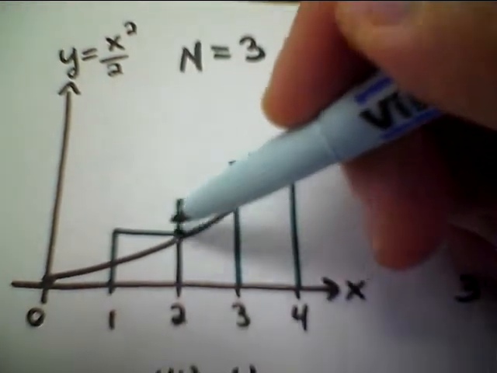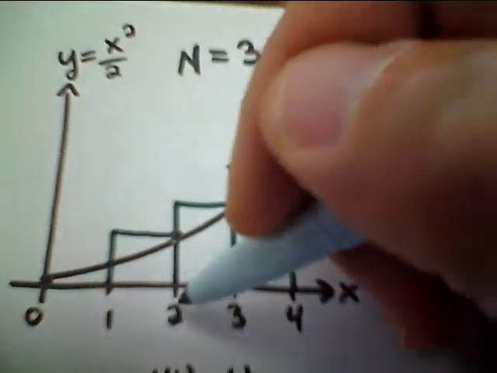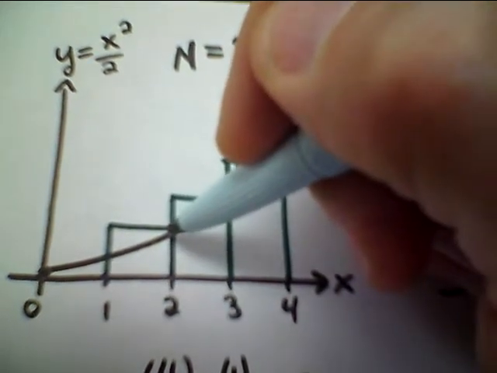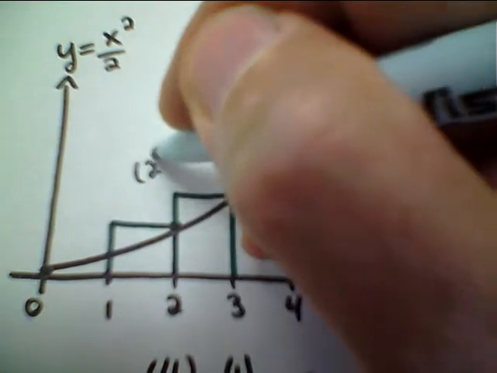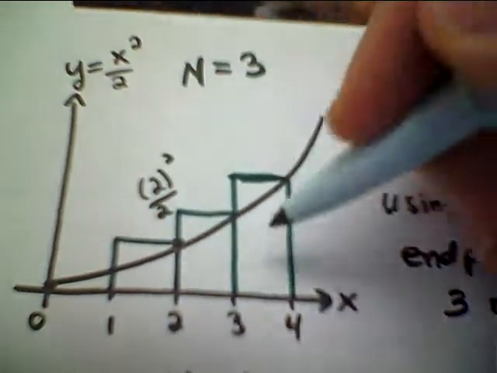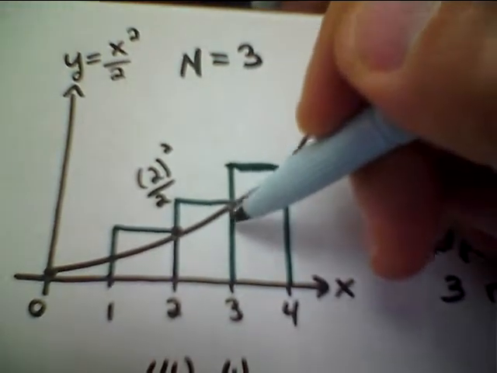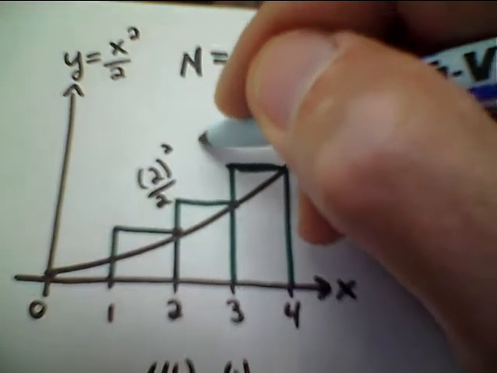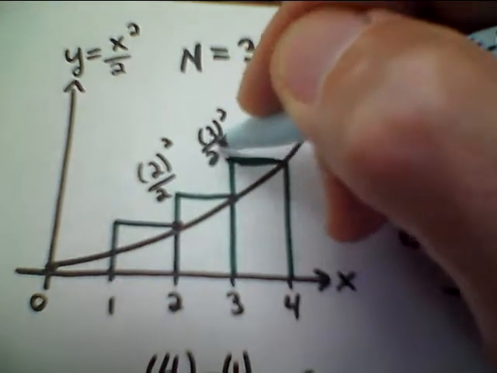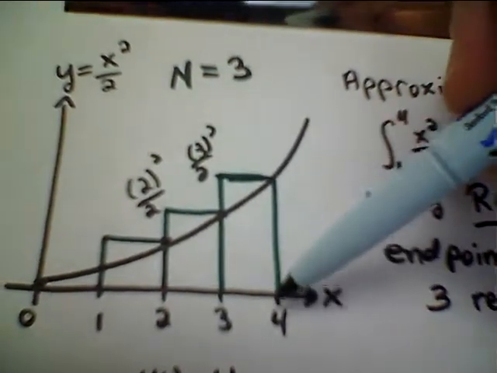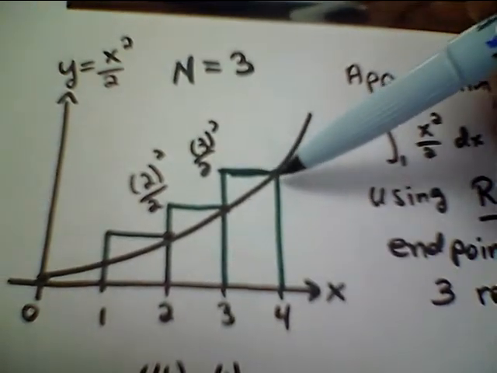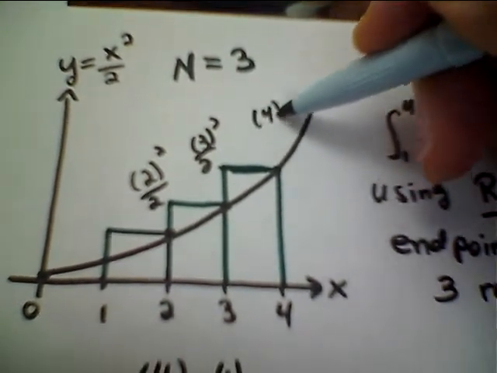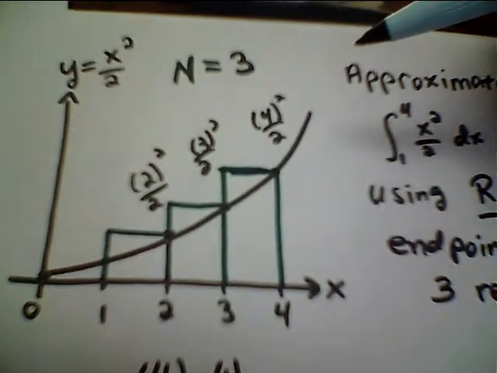So this height here is given by 2, and I get the 2 from the point here. It's a point on the curve. It's going to be 2 squared over 2. Similarly, this point, the height of this rectangle, is given by this point on the curve, which is 3 squared over 2. And the height of this rectangle is given by this point on the curve, and this is 4 squared over 2.